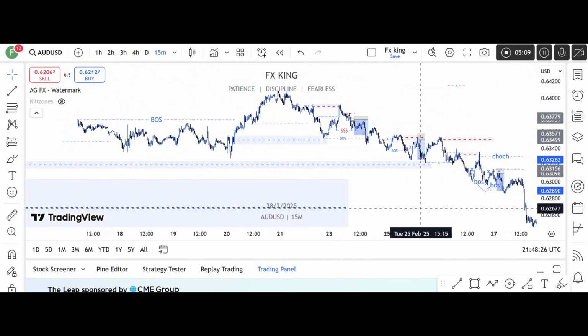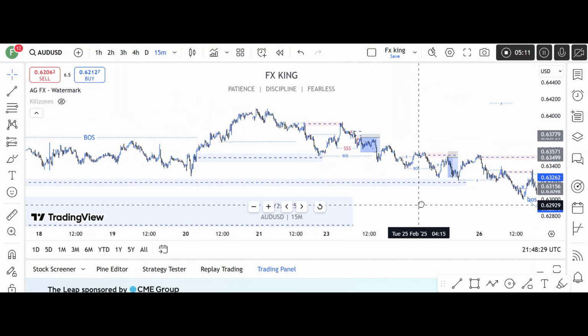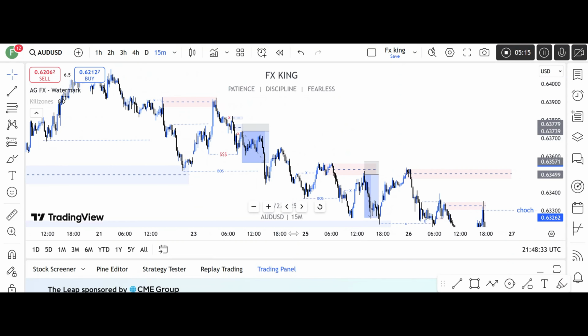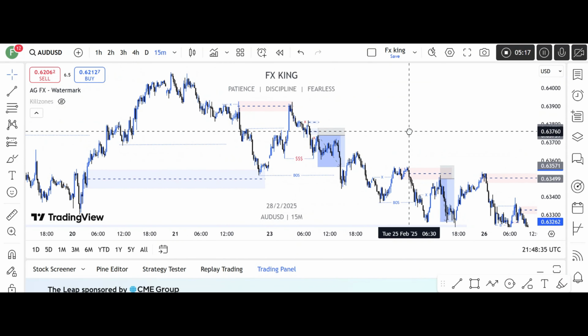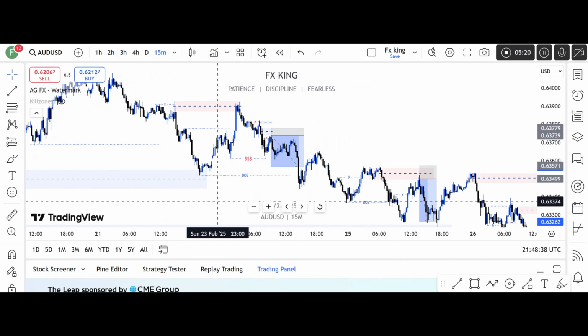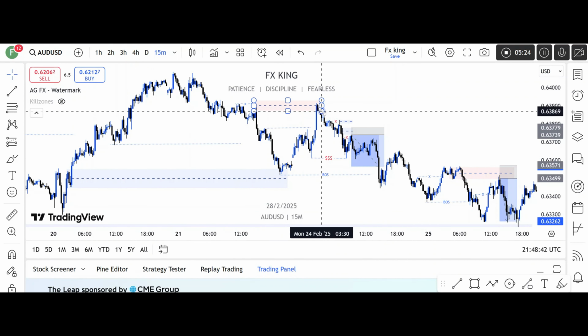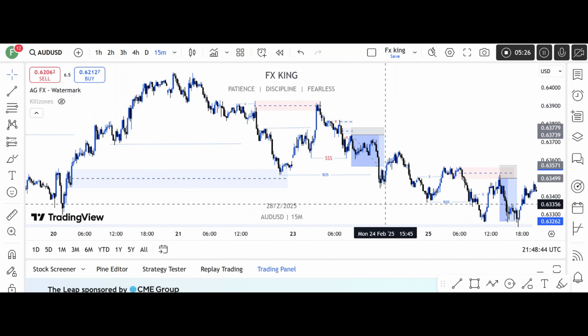So now we have this structure here. Now we identify our structure here. This is how we identify our structure. For those of you that have been following me for some time, you know how I mark out my structure. I wait for inducement to be taken out, then before I validate a break of structure.